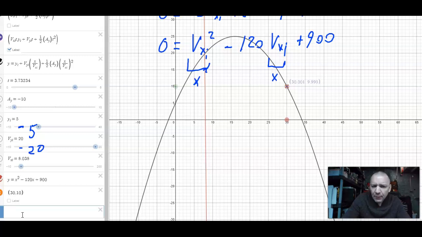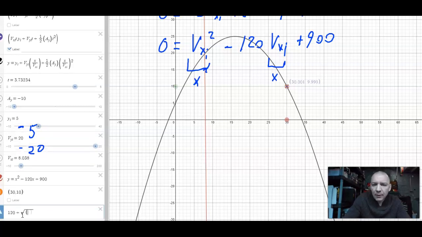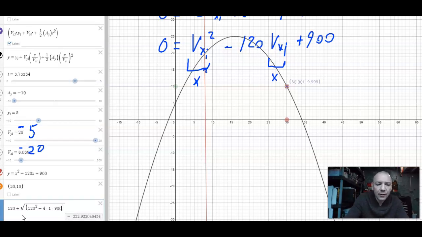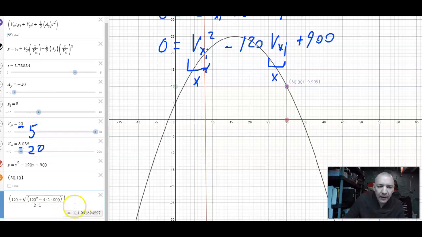So it's going to be what? Negative b. So negative 120 will be 120. Plus or minus, I'll start with plus. The square root of b squared, so 120 squared, the negative takes care of itself, minus 4 times a is 1, times c is 900. All right, and then we got to do that whole thing over 2a. So it would be over 2 times 1. All right, and so here we get that solution, 111.9615.